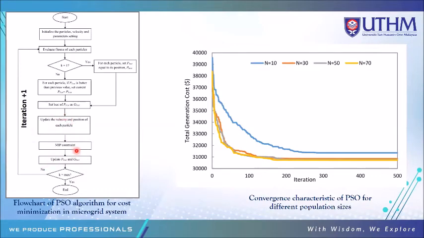Okay, after we handle that constraint, we have several methods of constraint handling, and then you need to update the p-best and g-best. And then you repeat this process until the maximum iteration, for example, until the stopping criteria that you have set. We repeat the process until we get the optimal solution. For example, look at this figure. We have iteration 1, iteration 2 until iteration 500.